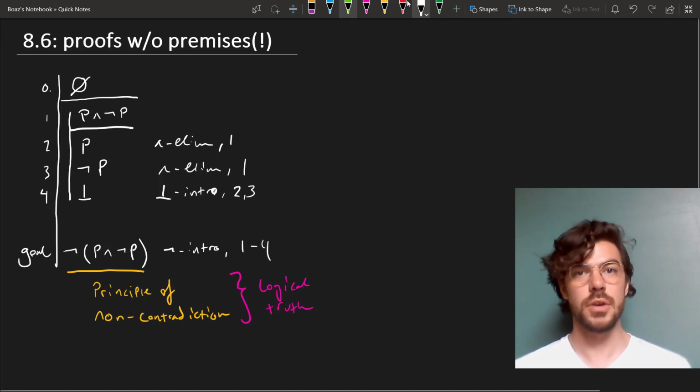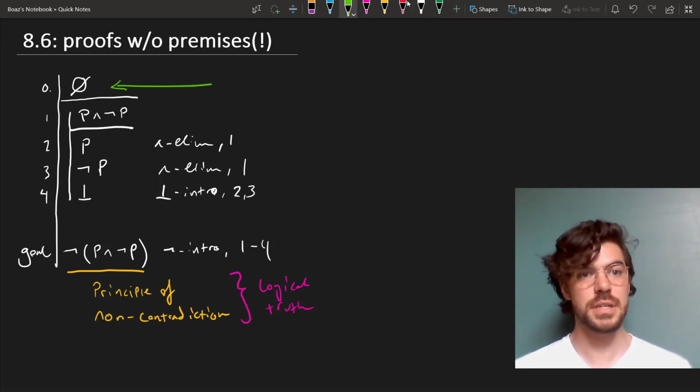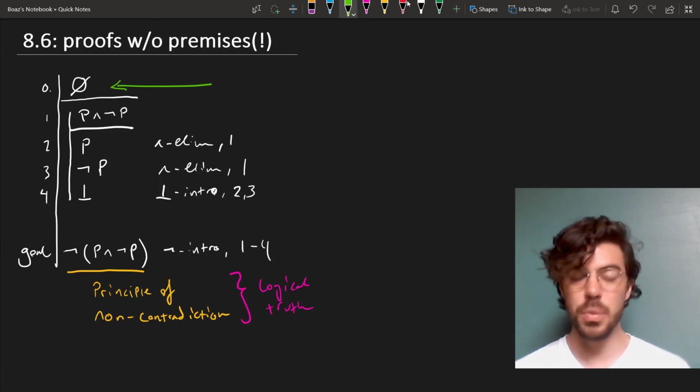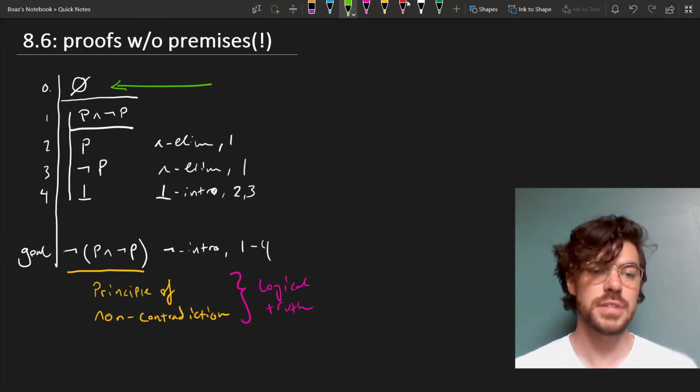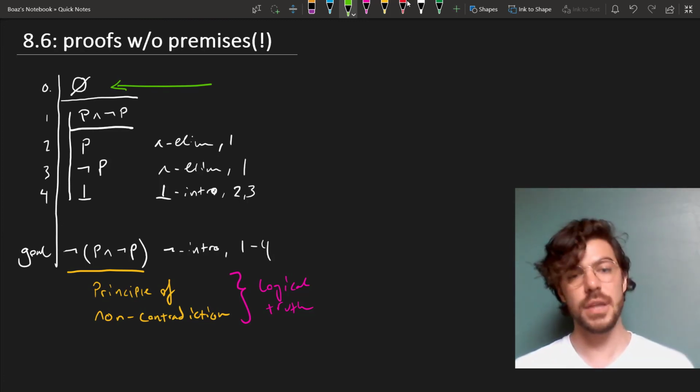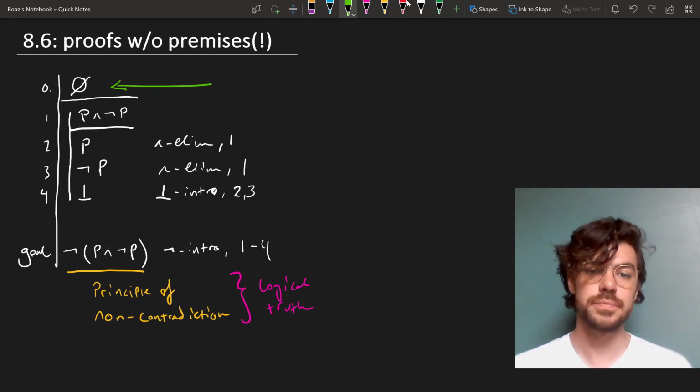And we did all this, notice, with completely empty premises. Why can we prove some things with no premises and we can't prove other things? Well, because these things are logical truths. In general, anything that we can prove without any premises is itself a logical truth.